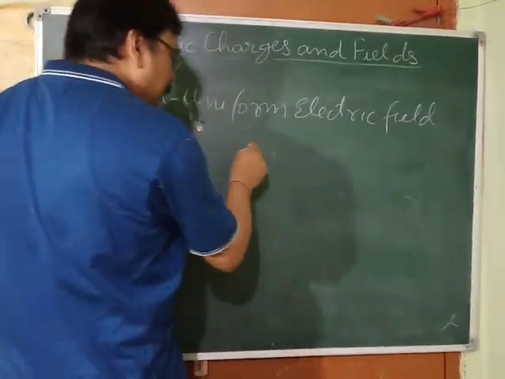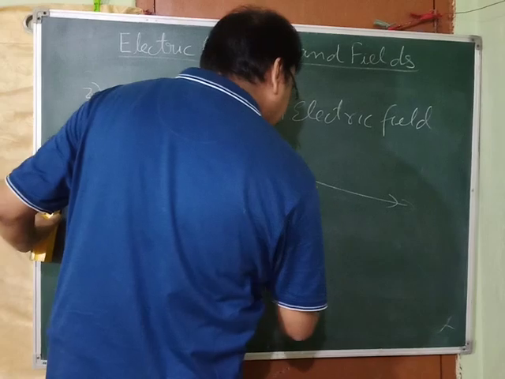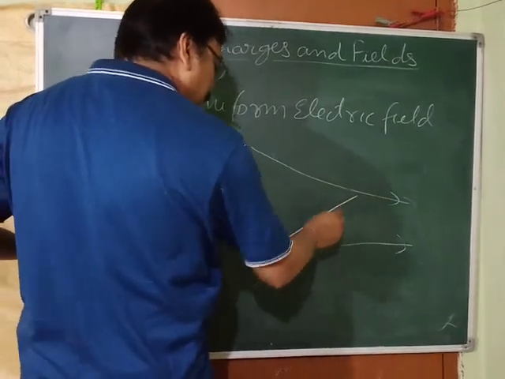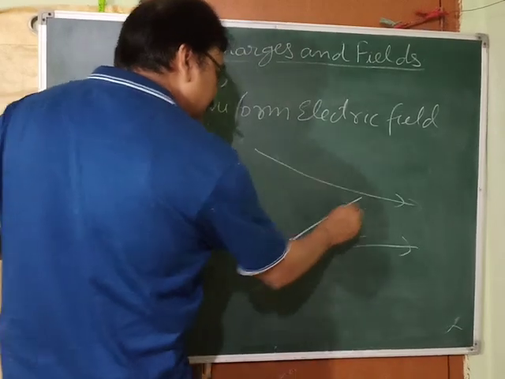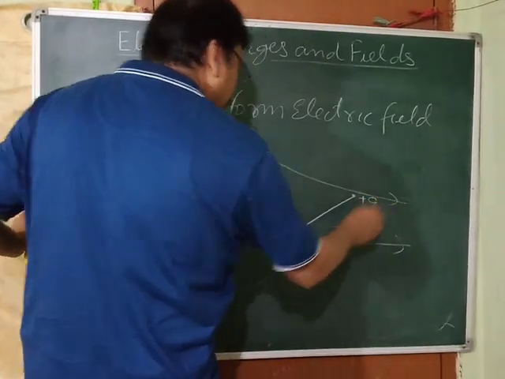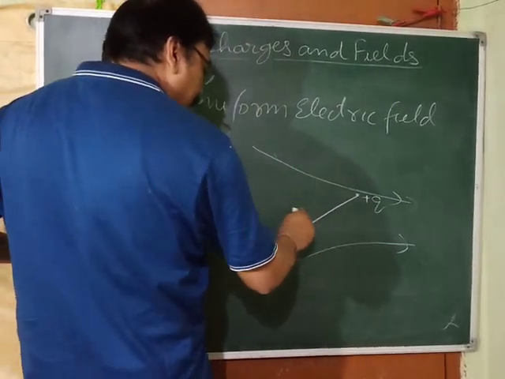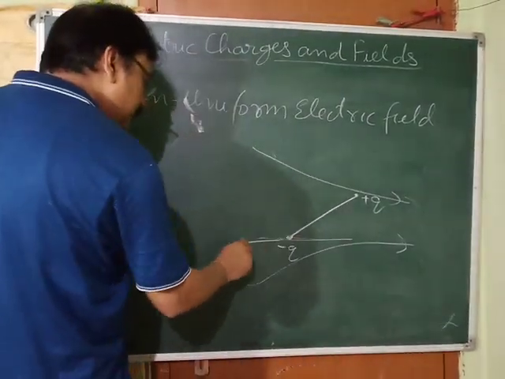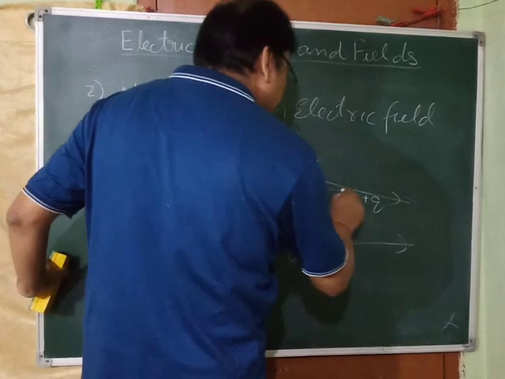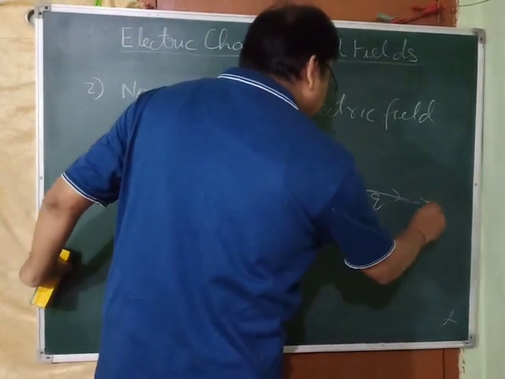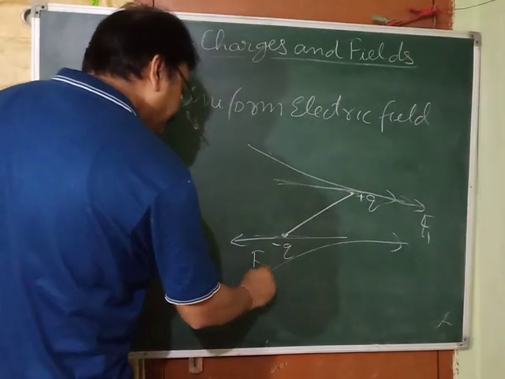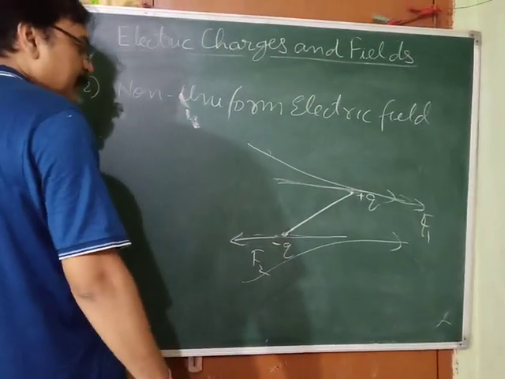See, the field is non-uniform like this, and your dipole is like this. So here is the negative charge, here is the positive charge, and we are going to see this is the line of action of this force. This is the line of action of this force. So F1, this is F2. Now what will happen?